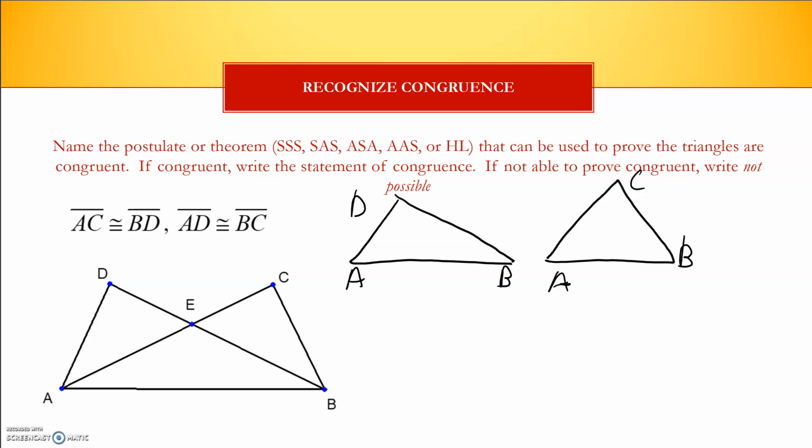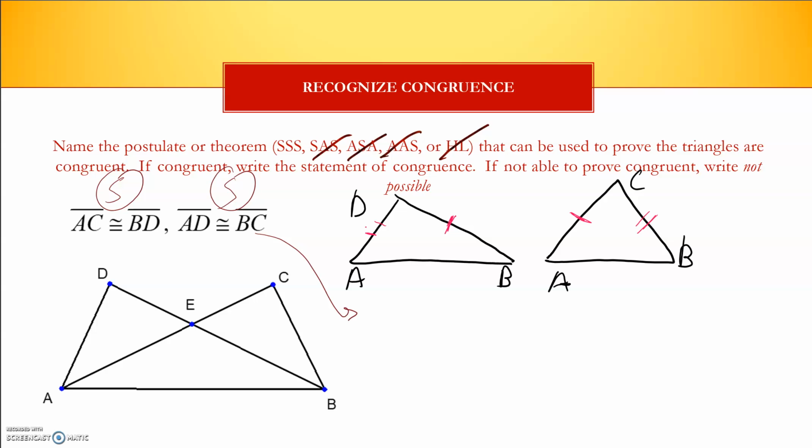Okay, let's mark our givens. AC is congruent to BD, and AD is congruent to BC. Okay, so this is what we know. Okay, so we have two sides equal. Okay, well, I don't have any angles. I don't have any way to figure that out. So nothing that includes an angle is possible. We don't see any right angles either, so it's not HL. It's either side, side, side, or not possible.